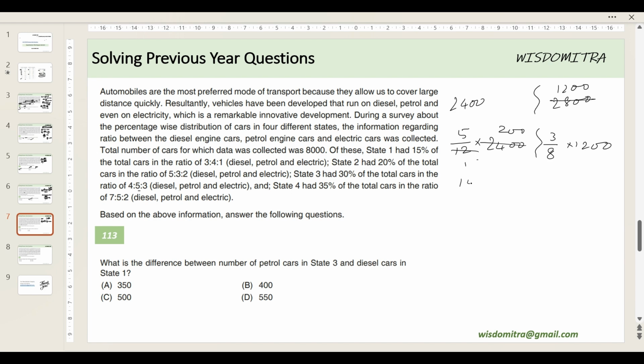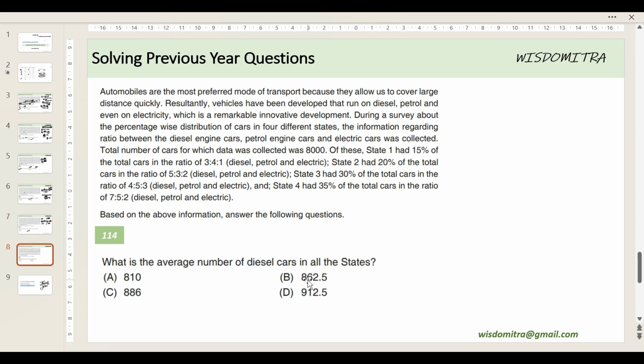5 times 200 is nothing but 1000. Right. And then 8 ones 8, 8 fours 32, 8 fives 40, 15 threes are 45, 450. Difference is 550. Straightforward. Right. Next question.